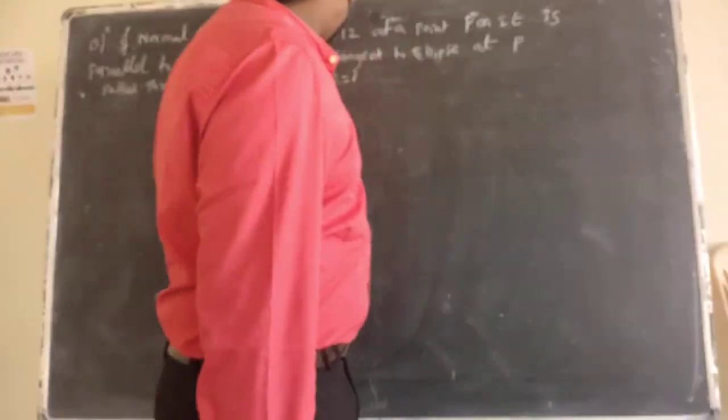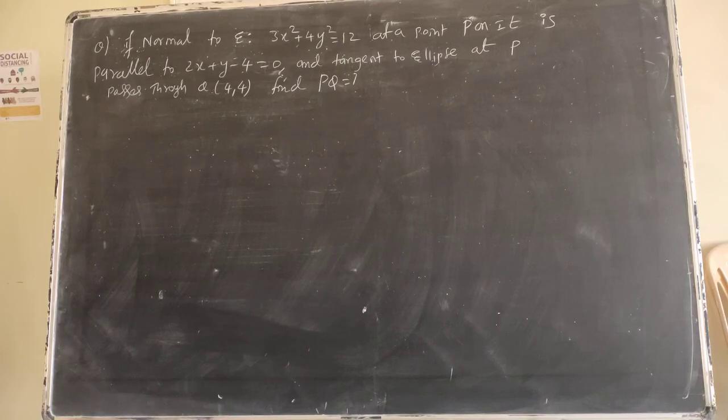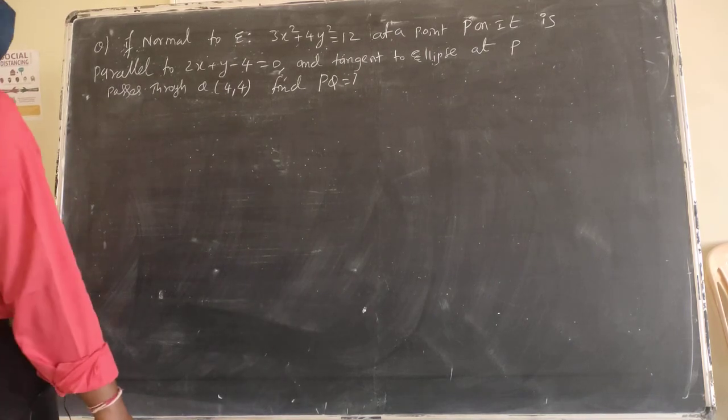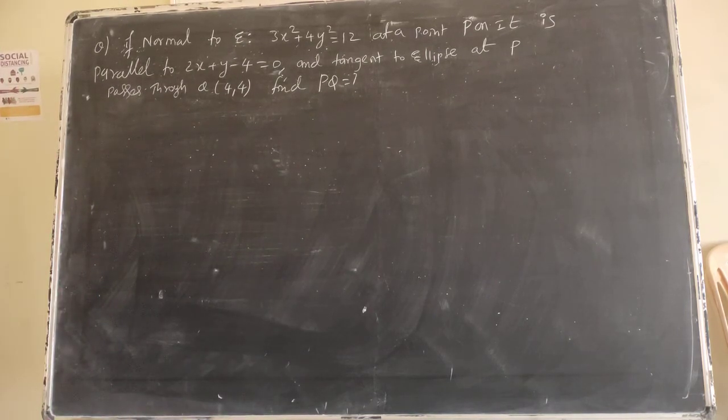See here, another question. The question follows like this. If the normal to the ellipse 3x square plus 4y square equal to 12 at a point P on it is parallel to the line 2x plus y minus 4 equal to 0, and the tangent to the ellipse at P passes through Q(4, 4), find the length of PQ.